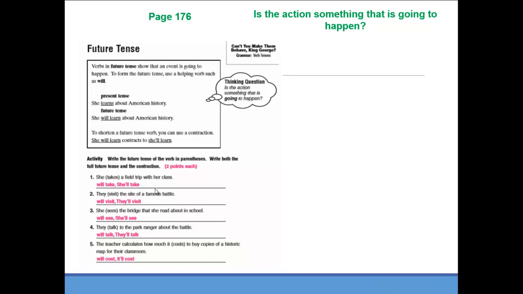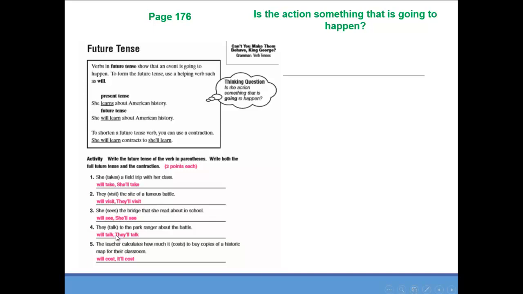Let's write the future tense of the verb in the parentheses. Write both the full future tense and the contraction. She takes a field trip with her class, so it's going to be she will take, and the contraction will be she'll take. They visit the site of a famous battle, so it's going to be they will visit, and the contraction will be they'll visit. She sees the bridge that she read about in school, so it's going to be she will see, and the contraction will be she'll see.